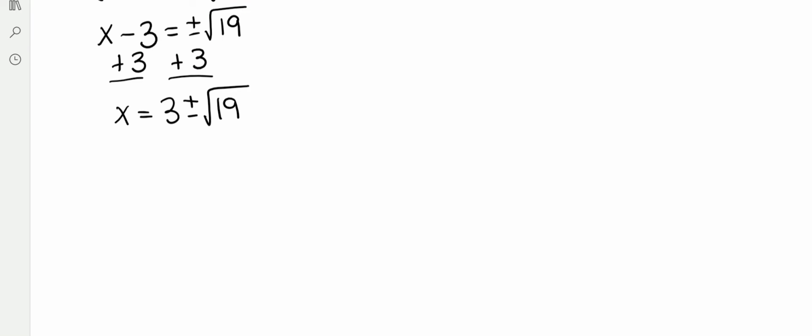Now, if you're using MyLab Math or Math Excel or another online program, you might have to split it up to saying 3 plus the square root of 19, comma, 3 minus the square root of 19. But that's it.